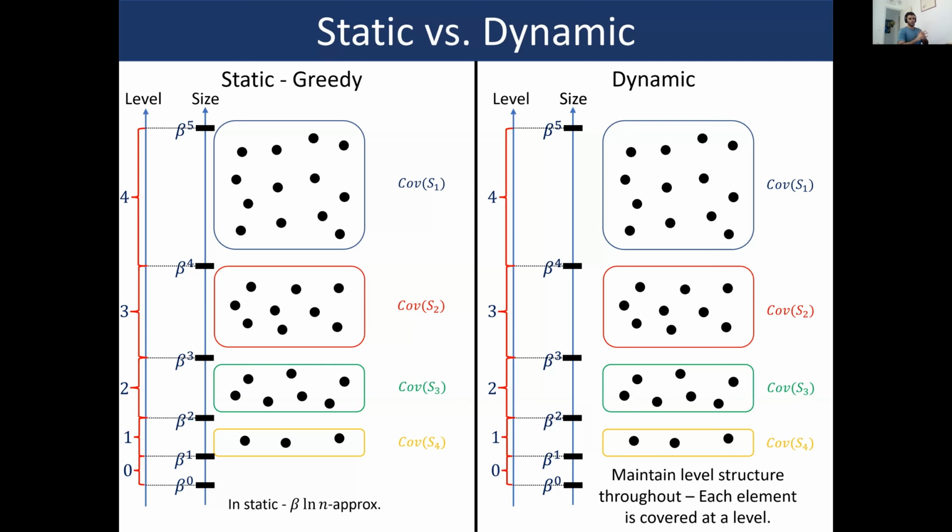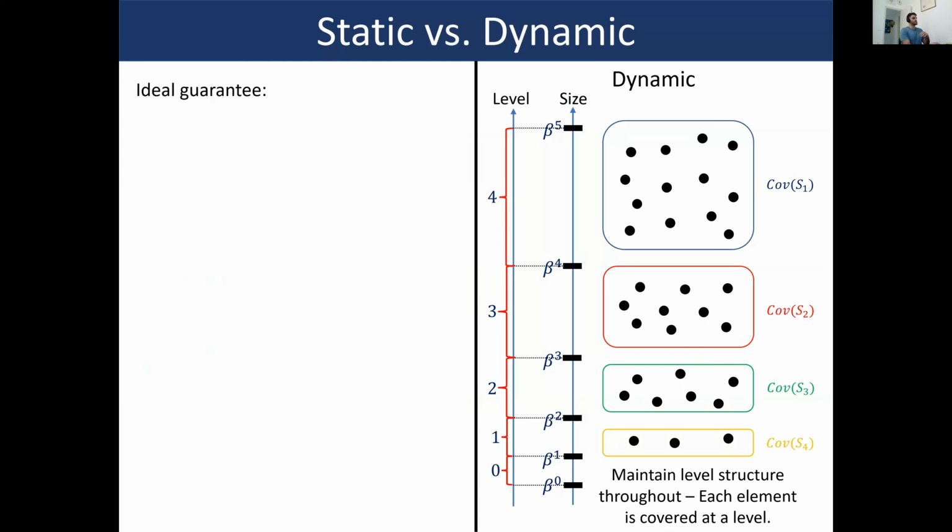All right. So now in the dynamic case, what I want to do is to maintain this level structure throughout. So each element will be covered at a level, and each set will be covering at a level. And I want to maintain this kind of assignment. But the two most important things I need are in the ideal guarantee here. The first one is that each cov set is indeed in its appropriate level, meaning if its size is between beta to the power of 3 and beta to the power of 4, I want it to really be in level 3. Obviously, this can change because the cov set can grow or shrink due to insertions and deletions.